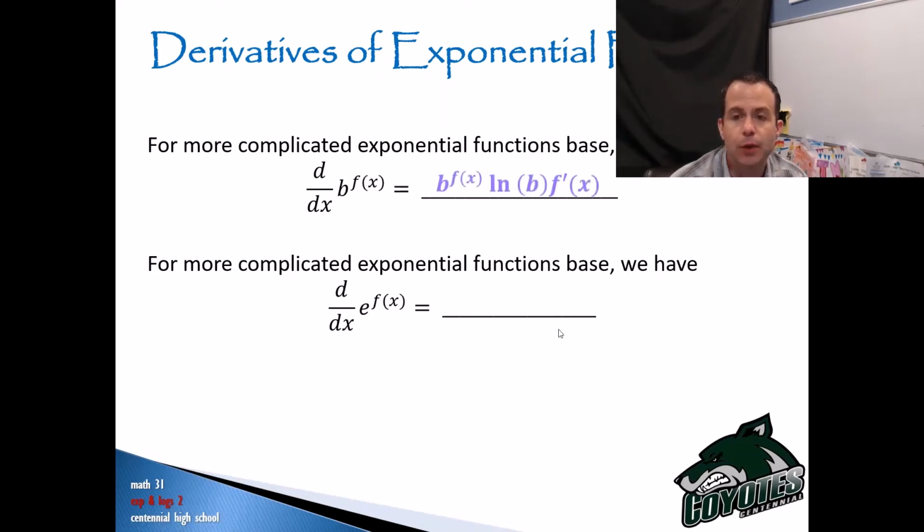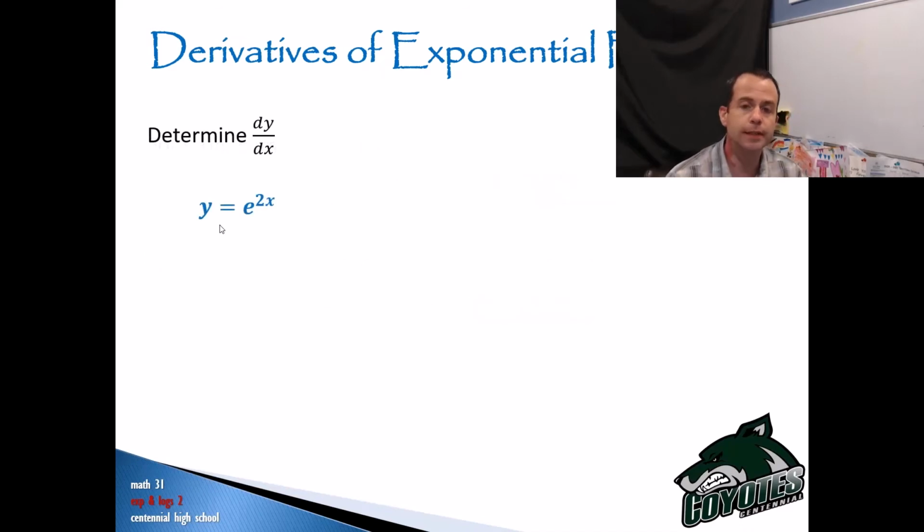And same thing with e. The only difference is that ln e actually isn't going to be stated, because ln e is just 1. So it becomes e to the f of x times the derivative of f of x. So when you have a function on the inside, you have to take the derivative of the inside function as well, okay? So let's practice a few together and see how we're doing.